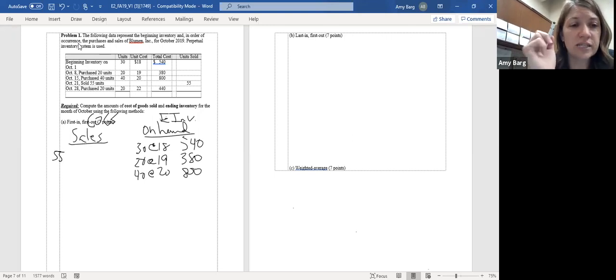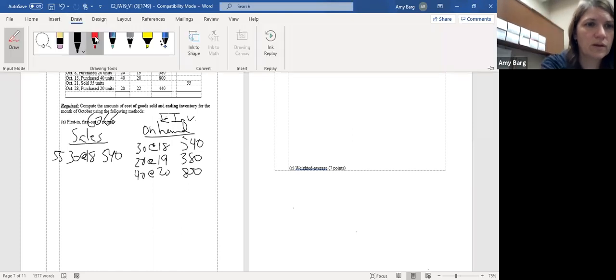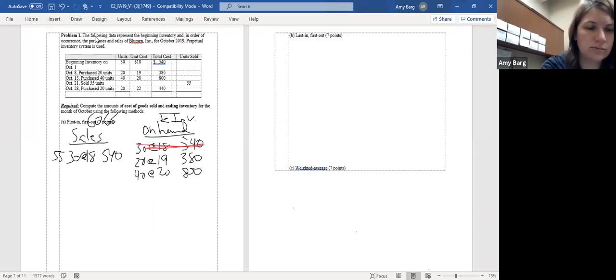So if this is first in, first out, which units are we going to use first when trying to fill this order of 55? This is like the crux of the problem, right? If we're doing first in, first out, that means that the stuff that was in there first is what we use first. So we are going to use all 30 of these at $18. So that was $540 worth of stuff. So we're just going to cross this out.